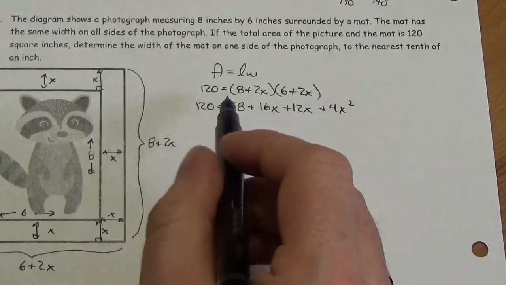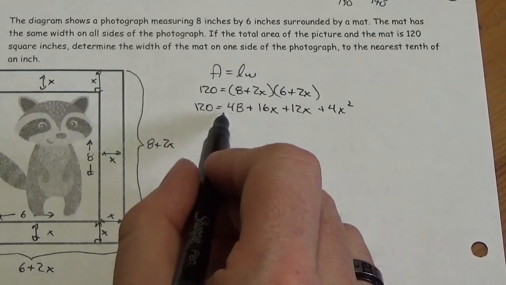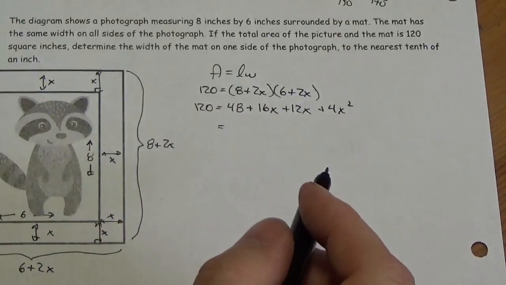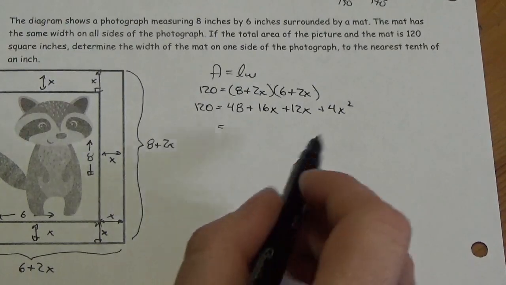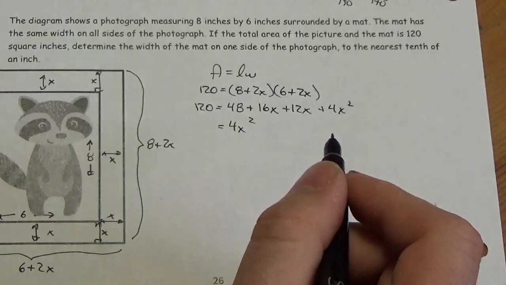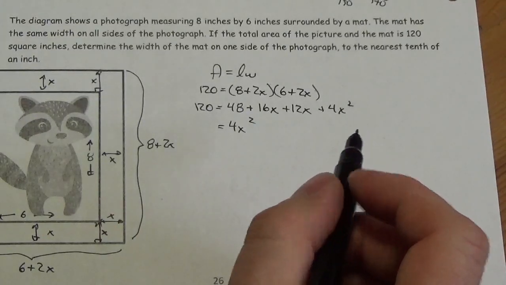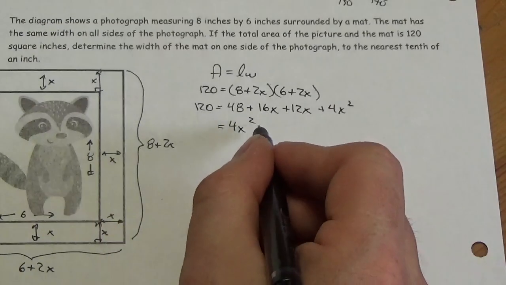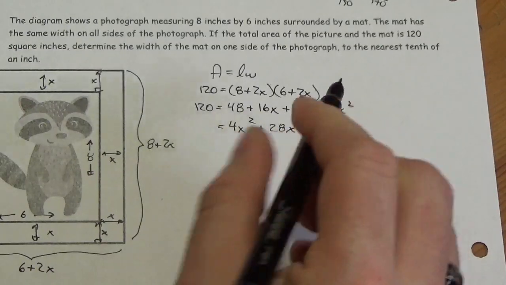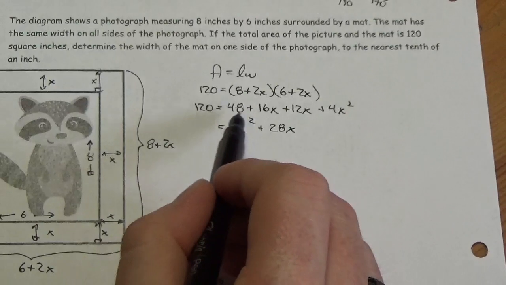I'm not 100% liking the order that this is in, so I'm going to change things around a bit. I'm going to move things. So what I'm going to do here is bring that 4x squared forward. Okay, and then I'm going to combine those two middle terms, the 16 and the 12, so you get 28x. And then I've got 48 on this side.